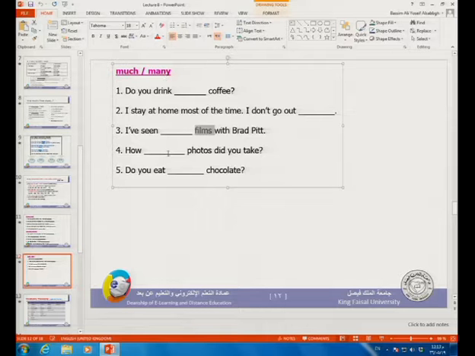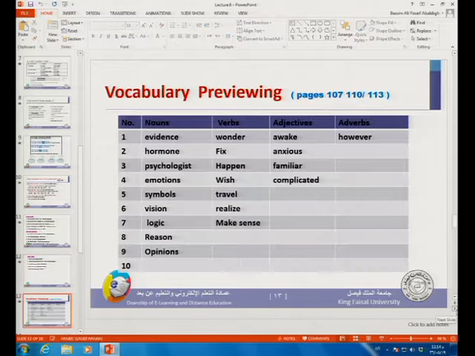Right? How many photos did you take? Photos, plural. So ask about number. So here, how many. That was for how many, like how much, how many. All right? Do you eat many chocolate or much chocolate? Much chocolate. All right? You need to practice this in order to make it stick to your mind.